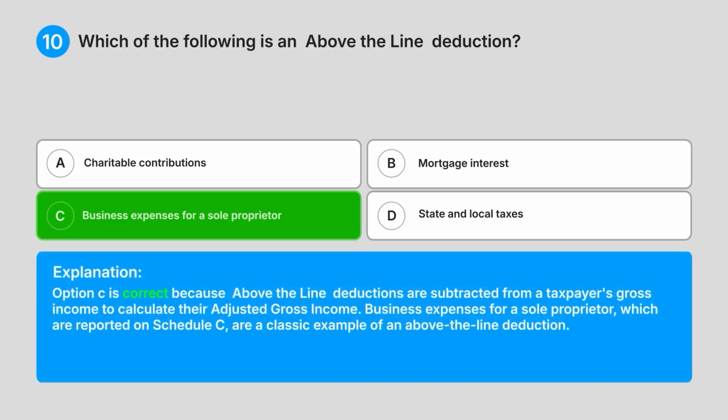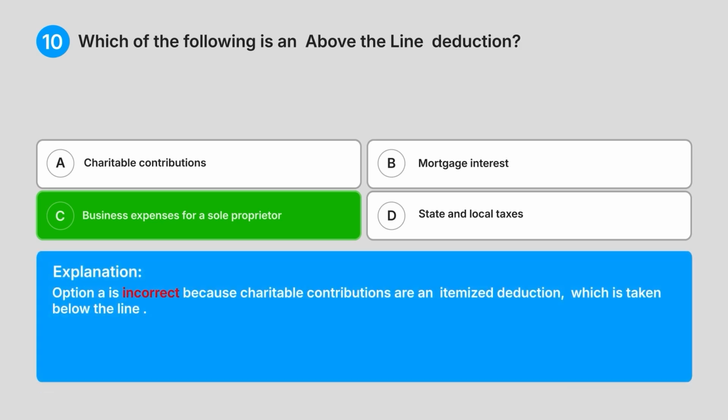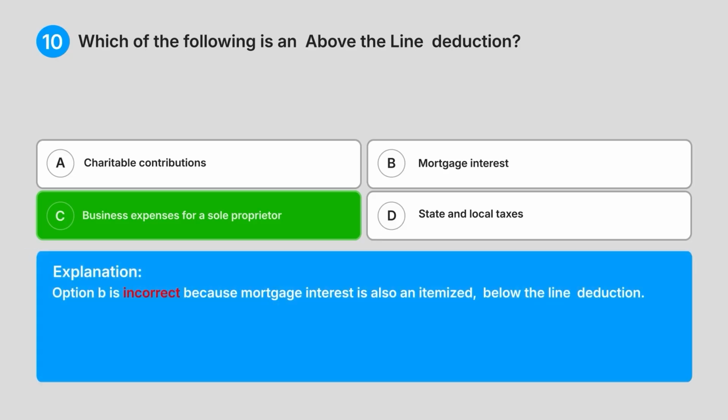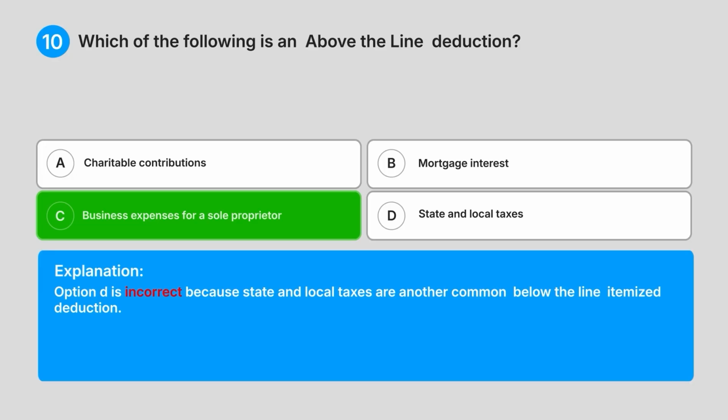Explanation: Option C is correct because above-the-line deductions are subtracted from a taxpayer's gross income to calculate their adjusted gross income. Business expenses for a sole proprietor, which are reported on Schedule C, are a classic example of an above-the-line deduction. Option A is incorrect because charitable contributions are an itemized deduction, which is taken below the line. Option B is incorrect because mortgage interest is also an itemized below-the-line deduction. Option D is incorrect because state and local taxes are another common below-the-line itemized deduction.